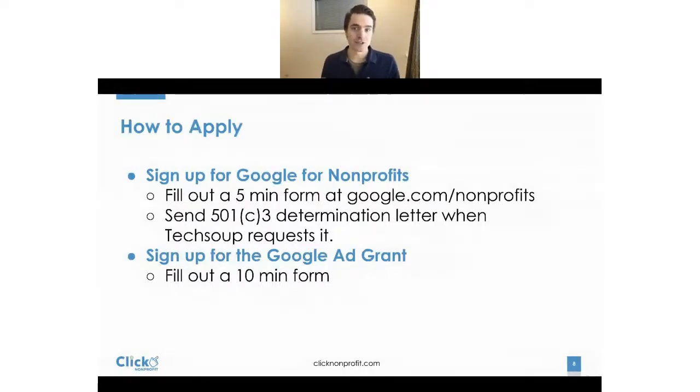Then once you submit that, you should hear in a couple of days that you've been approved for Google for Nonprofits. They would send you a link, you go into your Google for Nonprofits account, and then you fill out a 10-minute form to sign up for the Google Ad Grant. That's it. And then in a couple of days, you get an email back saying, hopefully, that you've been approved for the Google grant. They would create a Google Ads account for you and send you the link to that account. So it's really quite simple.